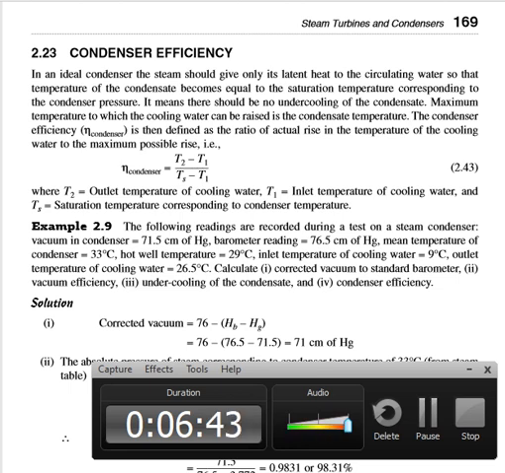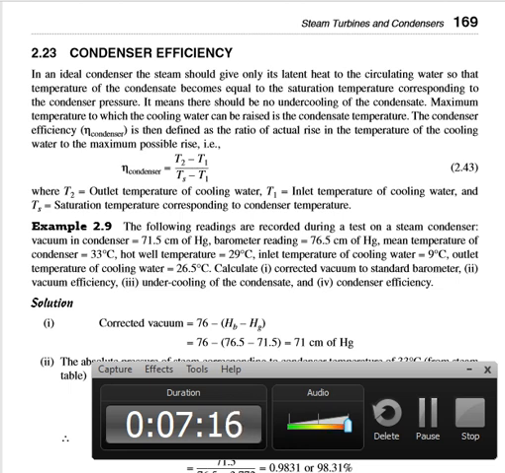In condenser efficiency, what happens in this case? The steam gives its latent heat to the circulating water. The steam's energy is rejected to the cooling water, so that the temperature of the condensate becomes equal to the saturation temperature corresponding to the condenser pressure. It means there should be no undercooling of the condensate. The maximum temperature to which the cooling water can be raised is the condenser temperature.